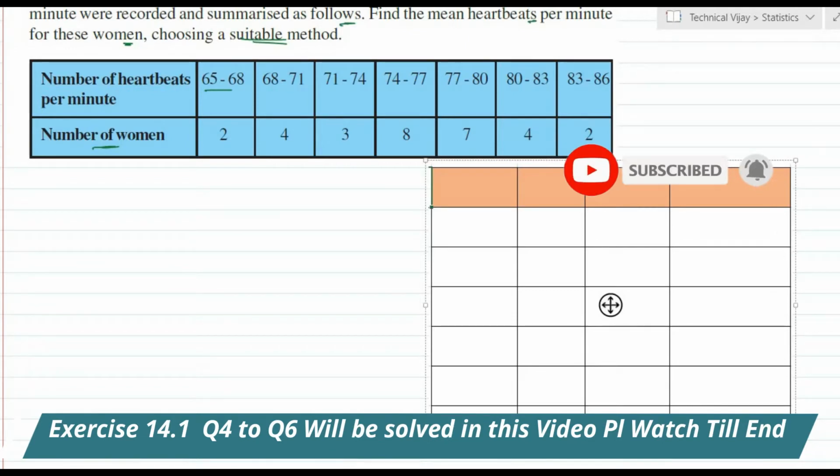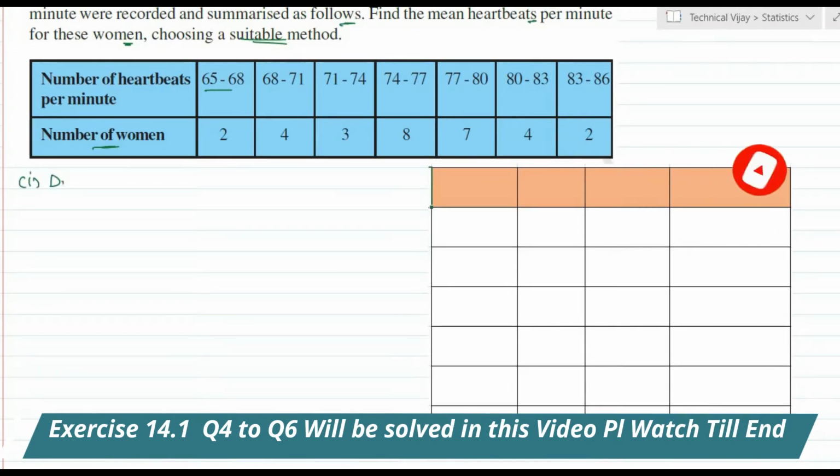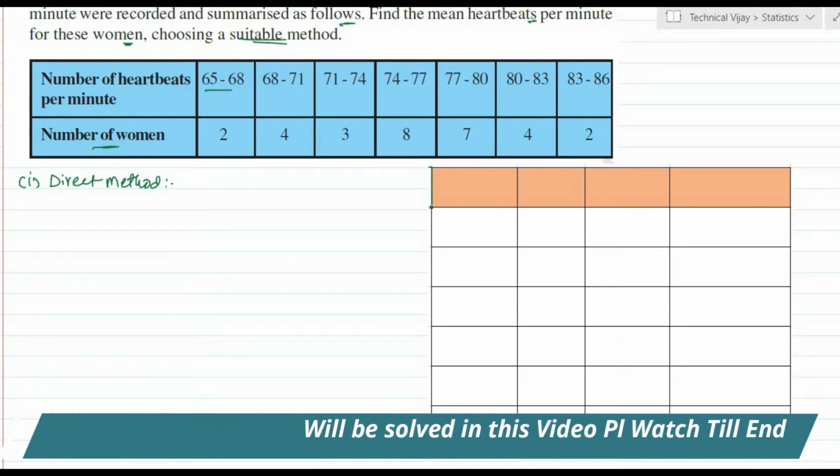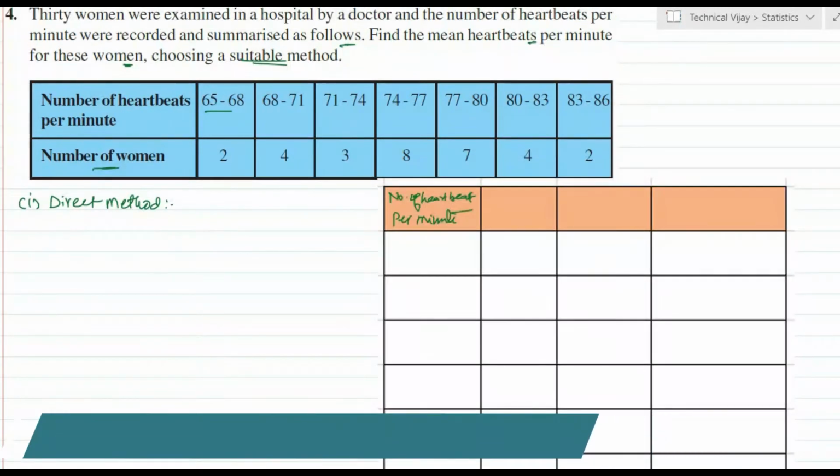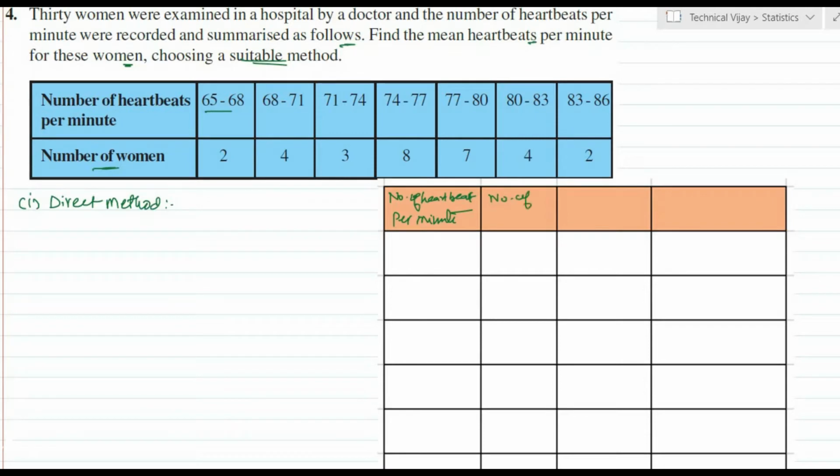Here I will first calculate by the direct method. Actually this direct method is not suitable for this one, but here I will do both methods. Next onwards I will go for whichever is suitable, that method I will adopt. And here number of women, this is equal to Fi. Xi also we will calculate. Then Fi into Xi we will calculate.